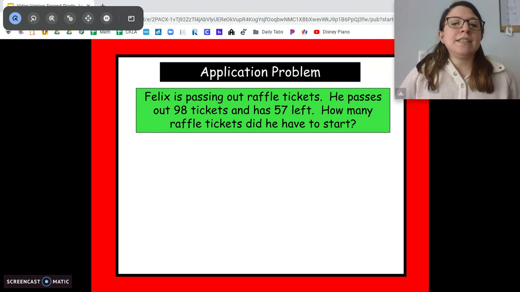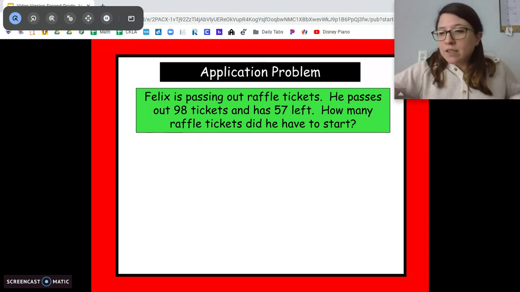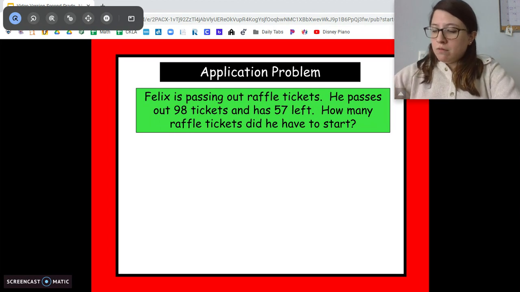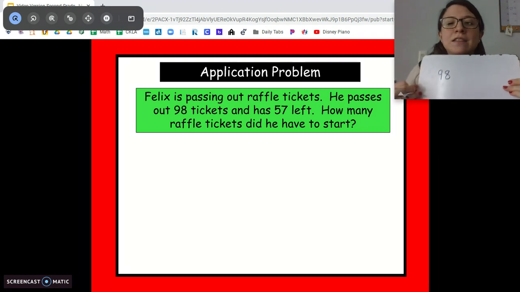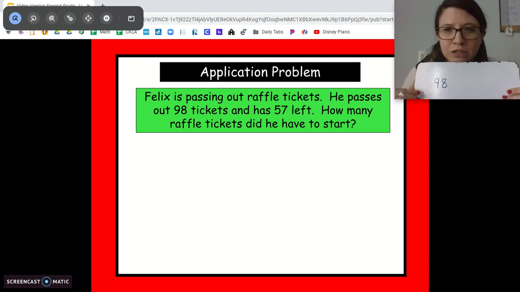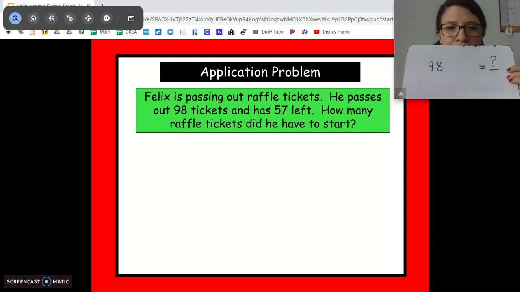All right, let's try this application problem. Here we go. It says, Felix is passing out raffle tickets. He passes out 98 tickets. I'll write that number down. He passes out 98 tickets, and he has 57 left. How many tickets did he have at the start? So we don't know what the total was. We have no idea how many tickets he had to start off.